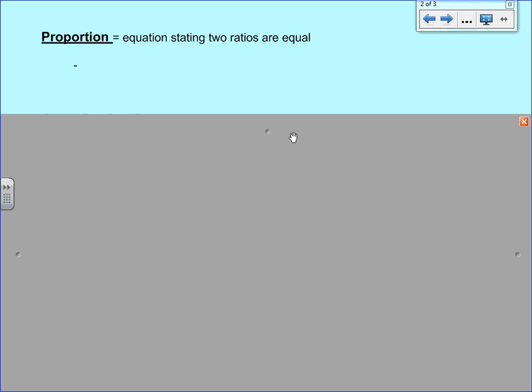On to the second part. Now we are talking about a proportion. A proportion is an equation stating that two ratios are equal. So the only difference now is that we have two ratios put together. A over B is one of the ratios. Then we have our is equal to C over D.